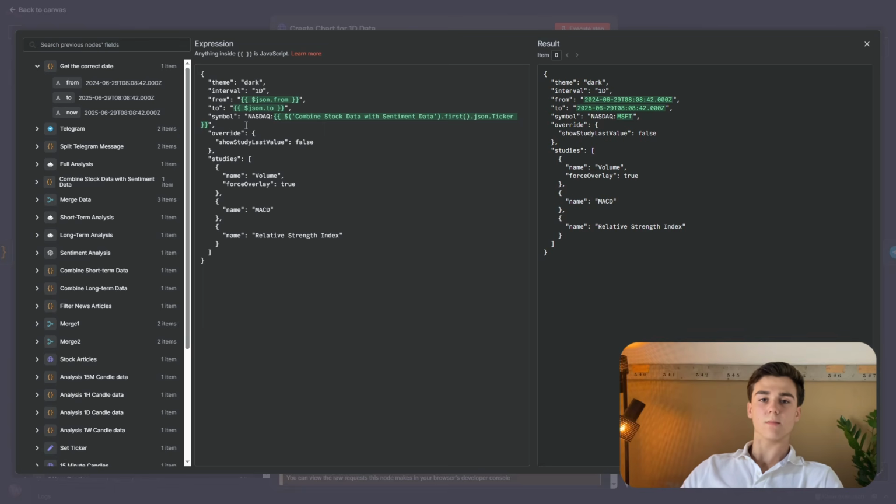After you've entered the symbol, so the ticker, you will enter the studies. So the studies that we have entered are the volume, the MACD, and the RSI. And if you want, you can also change these studies, but in my experience, these are the most useful ones.